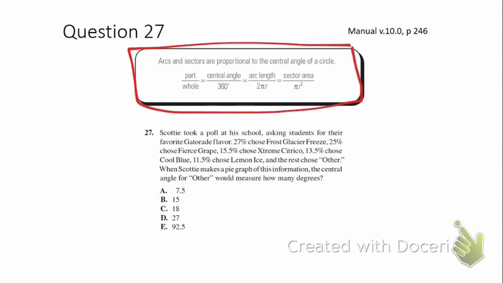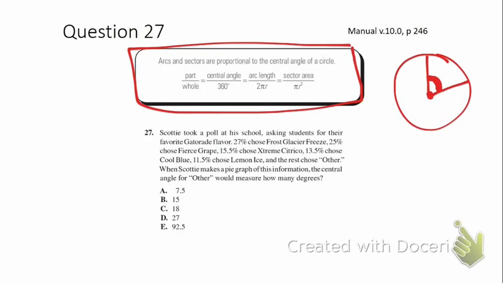Okay, so it says arcs and sectors are proportional to the central angle of a circle. So you can set up some proportions here based on what is given to you. So remember, it's always the part over the whole. So if you have a circle here and they give you an angle, this is called a central angle right here. Okay, so you can set it up where it's the central angle over the entire whole. Remember, all the way around in a circle is 360 degrees.